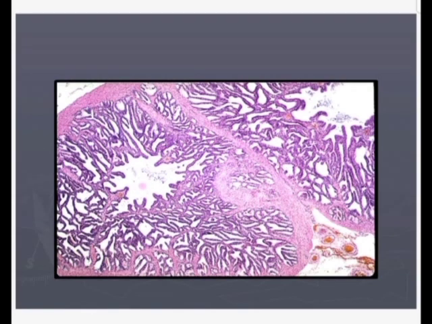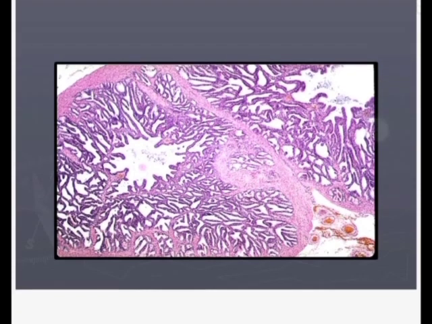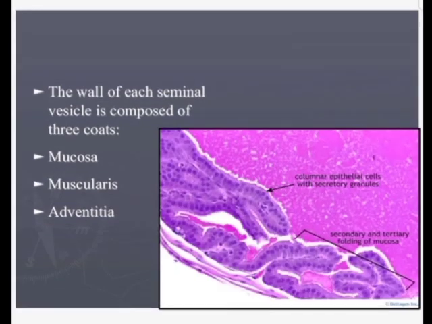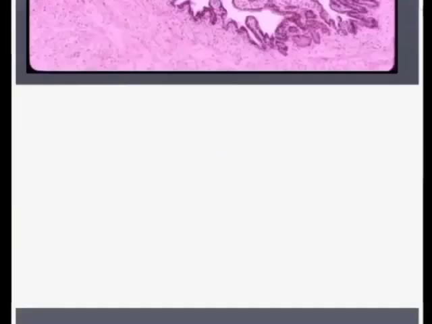And then we have this epithelium, pseudostratified columnar ciliated. Lining the lumen of the tube is the epithelium, then the lamina propria, both are included in the mucosa, then is the muscularis and adventitia. Seminal vesicles function as a gland. So again revise. The wall of each seminal vesicle is composed of three coats: the mucosa, muscularis and adventitia. Another diagram to show you the seminal vesicle.